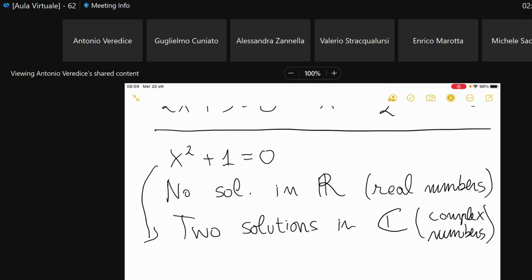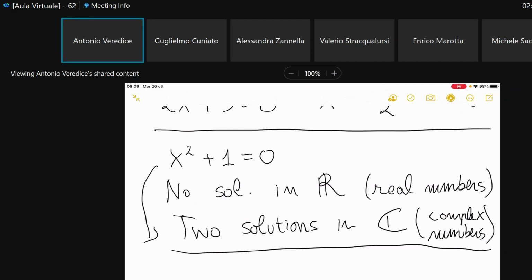Okay, we will see in the applications that often it is important to know how to solve an equation like this: x squared plus 1 equals 0. And this has no solution in the set of real numbers, but it has two solutions in the set of complex numbers. So we want to extend the set of real numbers. And how to do it?